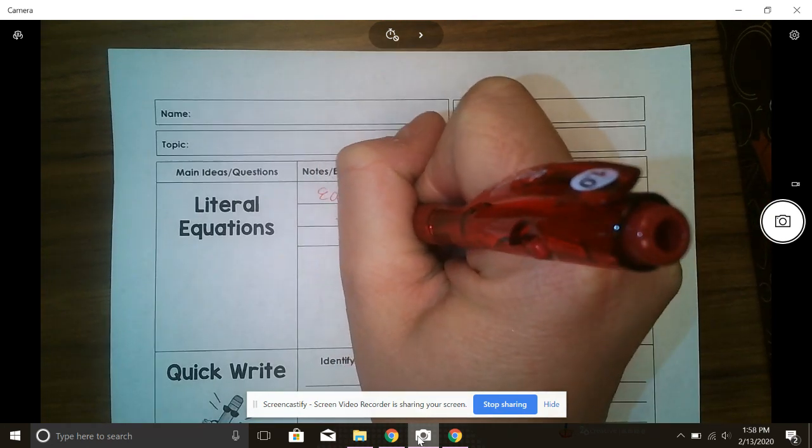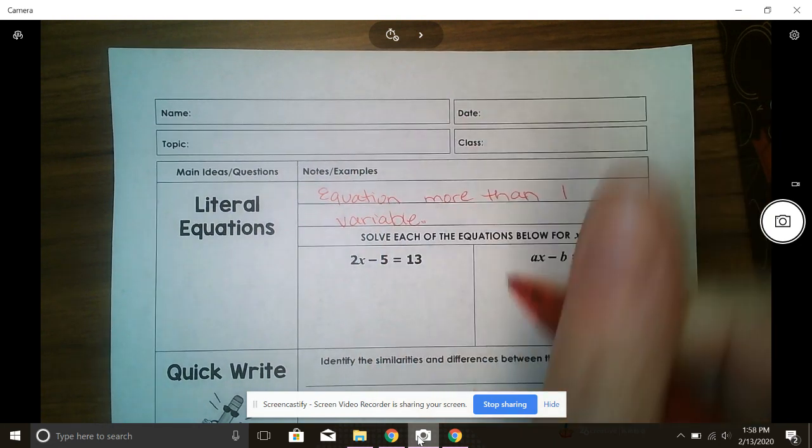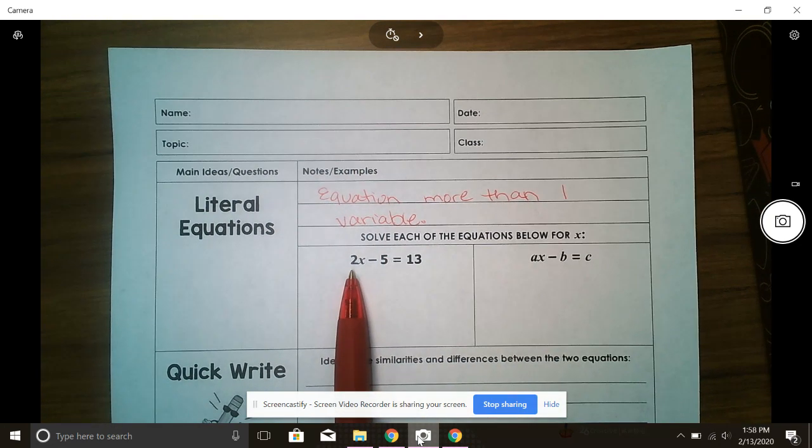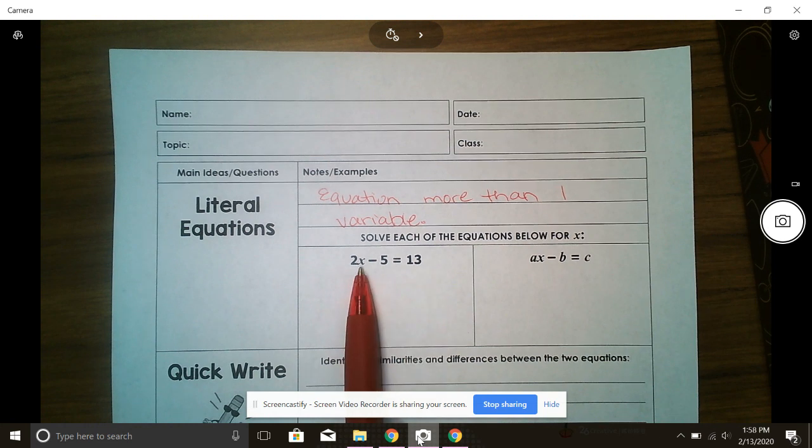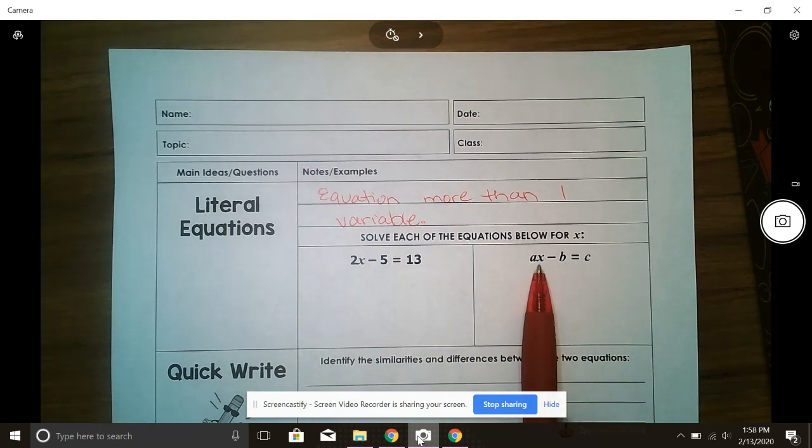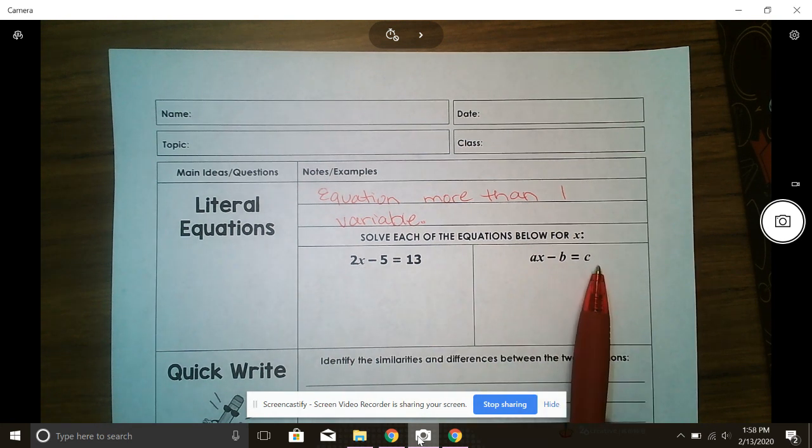An equation with more than one variable. So what you're used to are called linear equations, where you just have one variable. And what I'm introducing today is called a literal equation, with more than one variable.